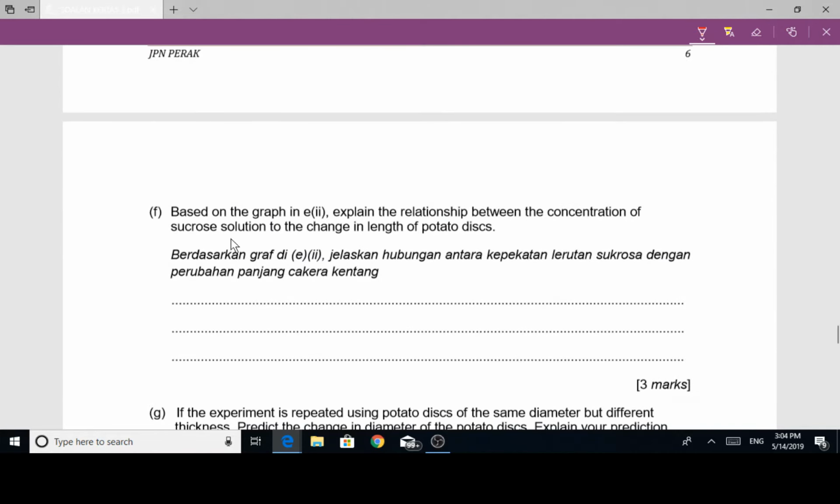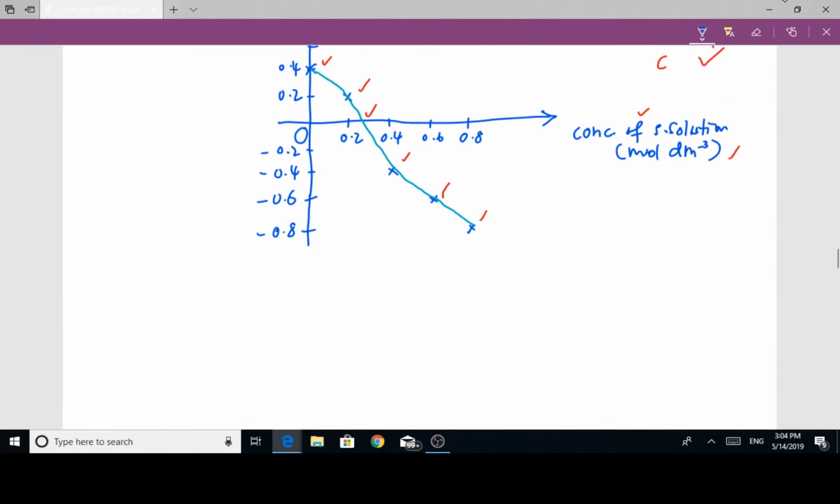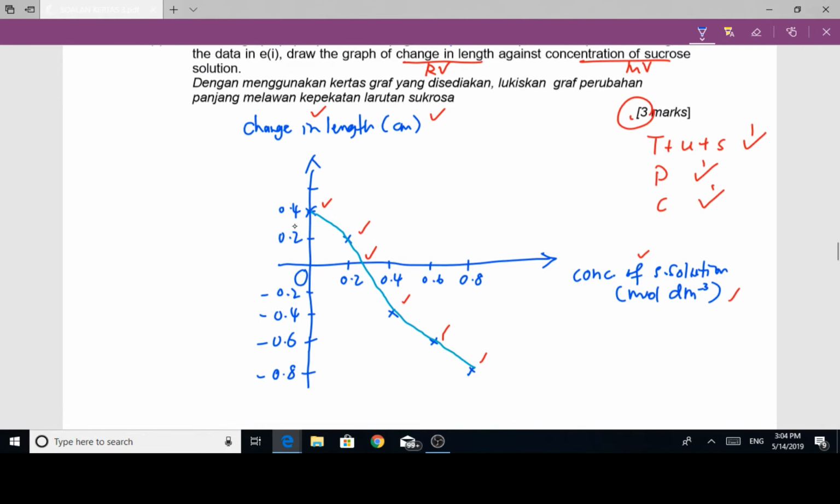So from number F, based on the graph, explain. My task word here is explain, so don't just state, you need to have F and E. Effect and explanations between the concentration of sucrose solution and the change in the length of the potato strip. So I have my MV and RV. So what can I say about this? As the concentration of the sucrose solution increases, the change in the length actually changes from positive to negative.